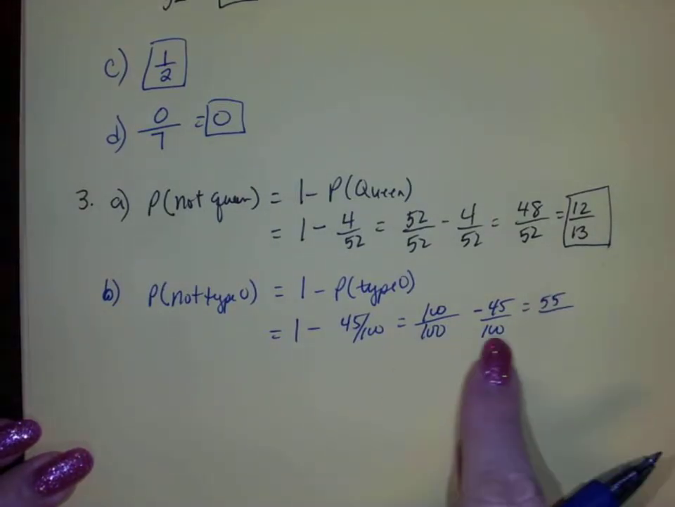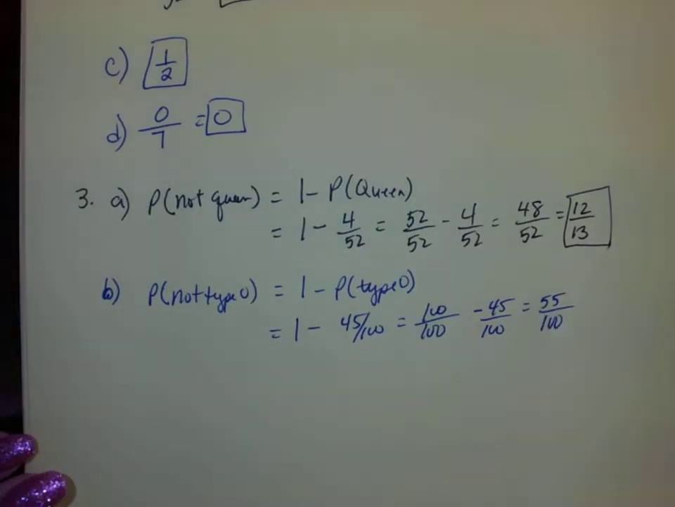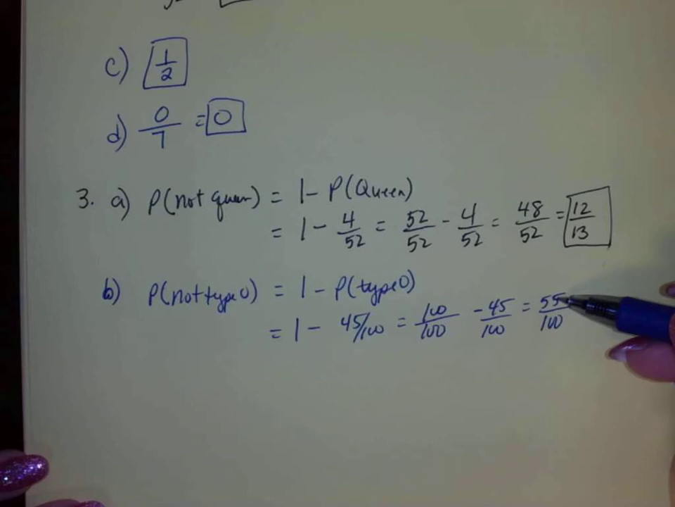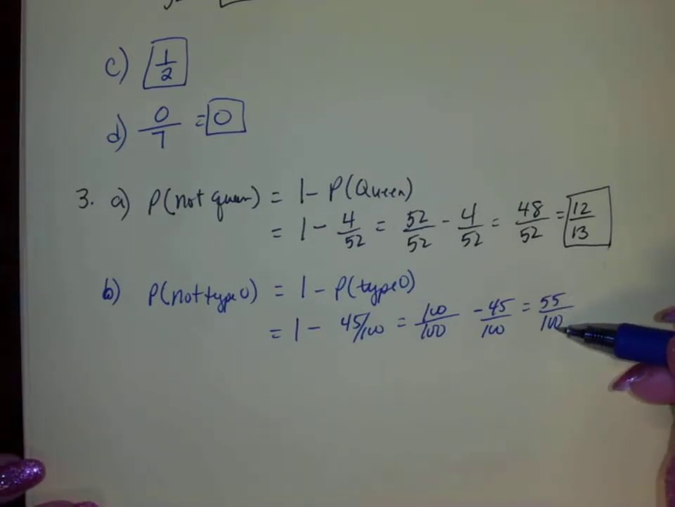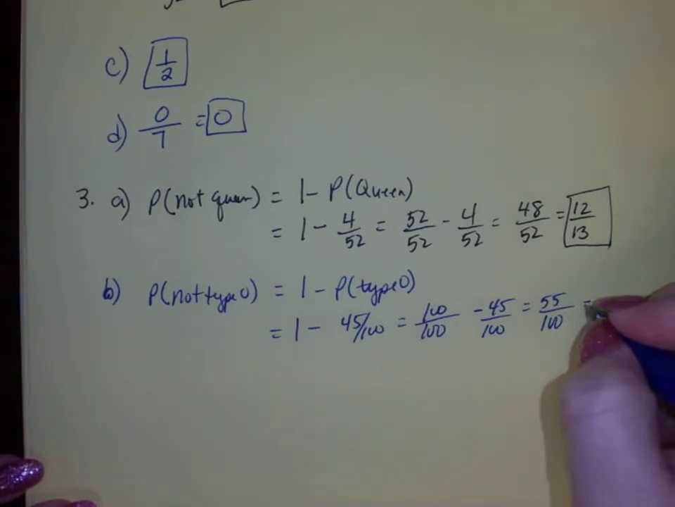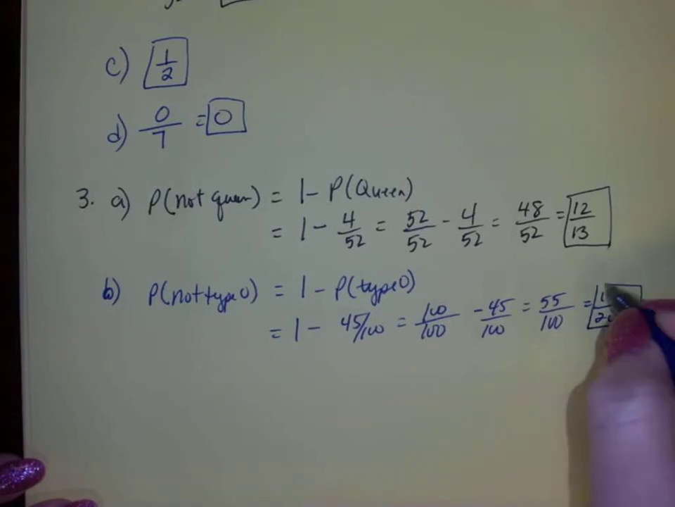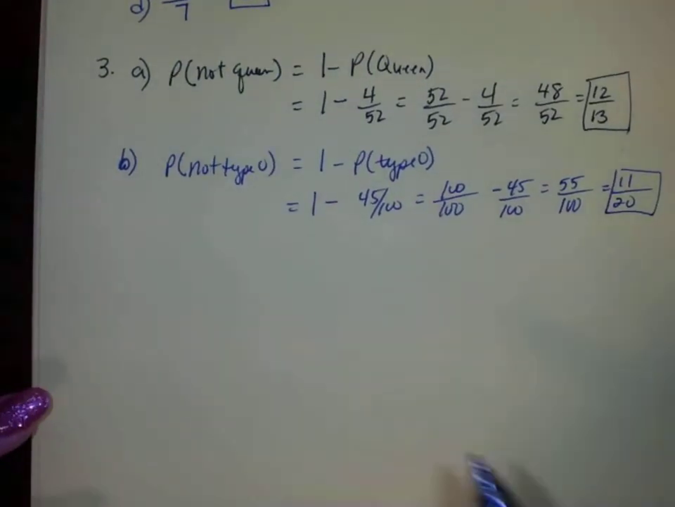And again, our common denominators stay the same. We don't change those at all. And then this will reduce down. They both will divide by 5. So 55 divided by 5 will get us 11, and 100 divided by 5 will get us 20. All right, question 4.